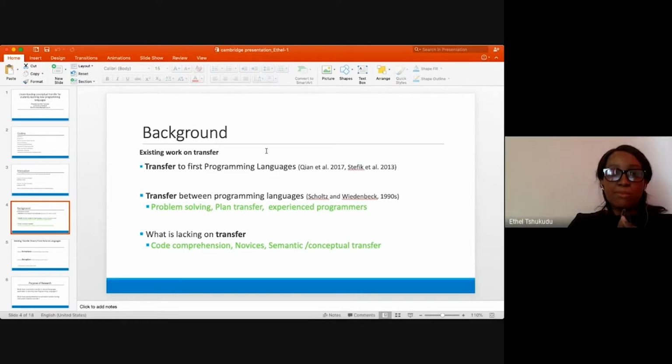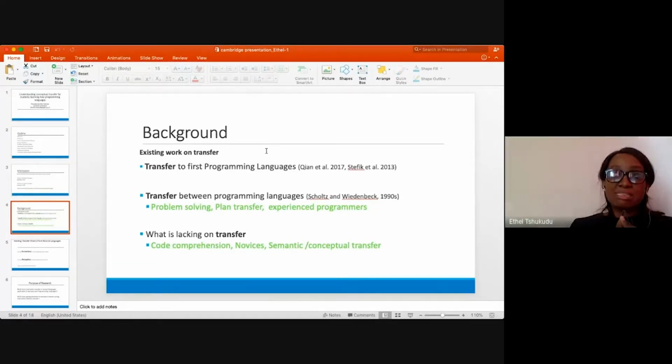And then there were other transfer studies that were mostly based on experienced programmers, and they were testing the problem solving, how programmers are transferring the algorithmic skill or the plan transfer from one programming language to the other.